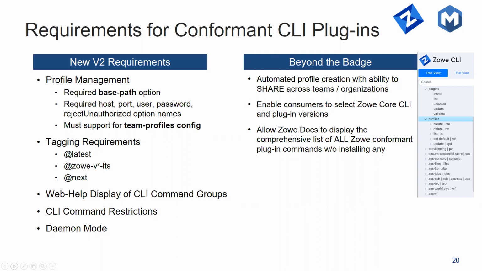Tagging requirements, we're looking to standardize on how things are tagged on the public registry. So for example, we tag things as Zowe-VX-LTS, where the X represents the version number of Zowe. So for example, I see CLI users on the call. If you've installed it from the registry, you do an install at Zowe/CLI at Zowe V1 LTS. When we release V2, we'll have a V2 LTS tag and so on.